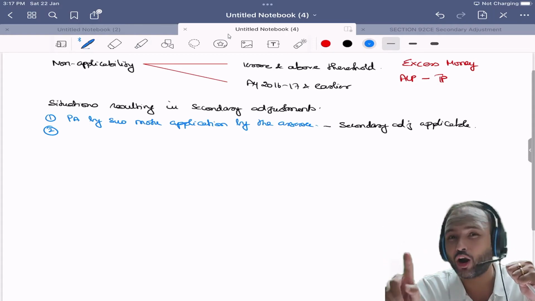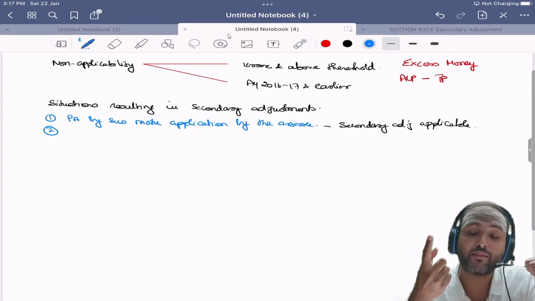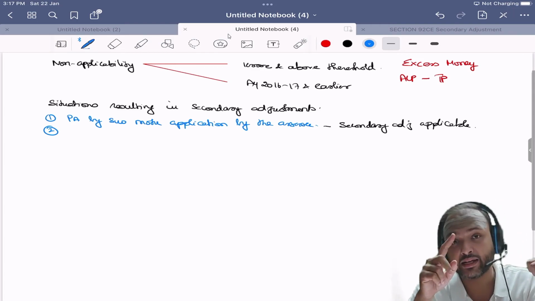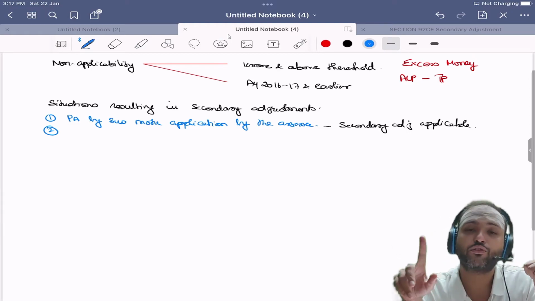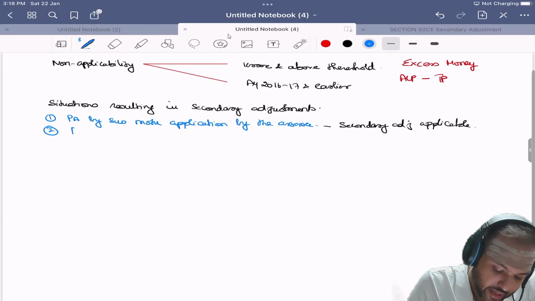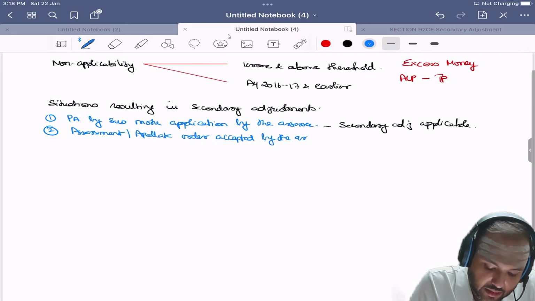So an appellate order which results in primary adjustment, and such appellate order is accepted by the assessee. So the appellate order should result in a primary adjustment and that appellate order should be accepted by the assessee for it to transform into a secondary adjustment. So what is the second case? Assessment or appellate order accepted by the assessee. Okay, then secondary adjustment is applicable.